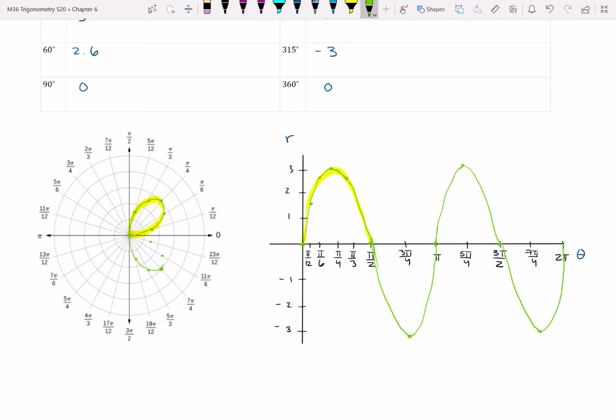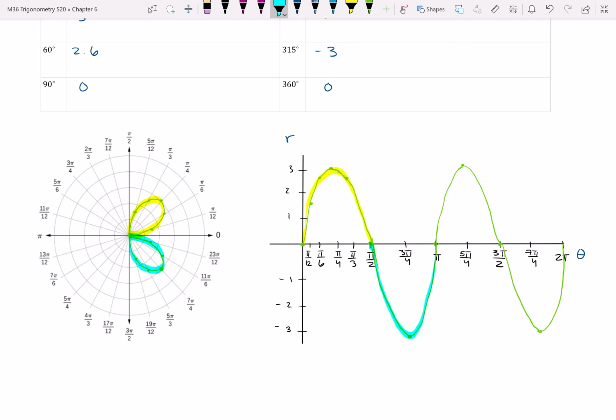And so that's going to be this part where all my r's are negative. Right? So even though my angles are in the second quadrant, because my r's are negative, they're going to be reflected, which means all my points are going to be in quadrant 4. So hopefully you're getting the hang of this.